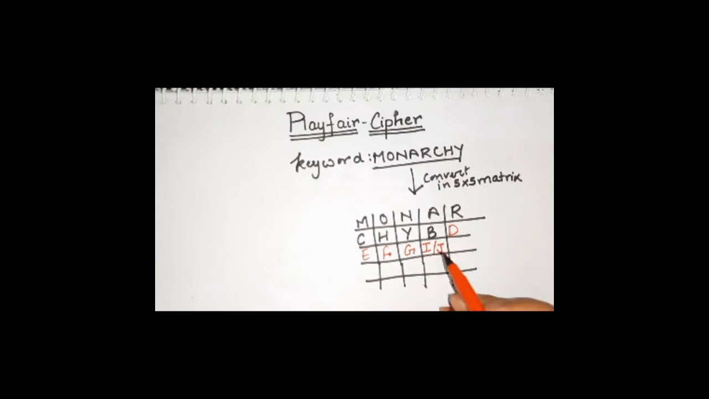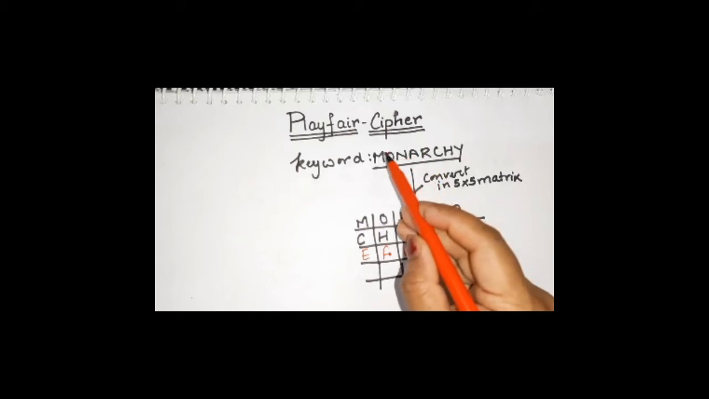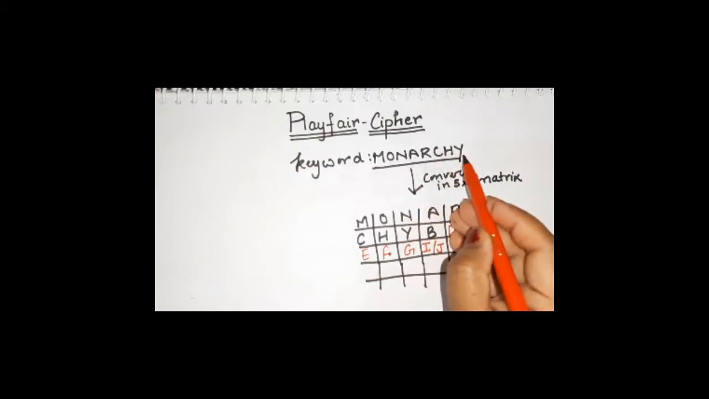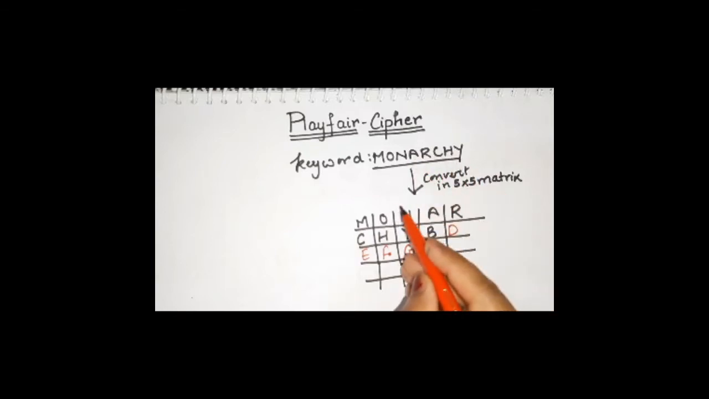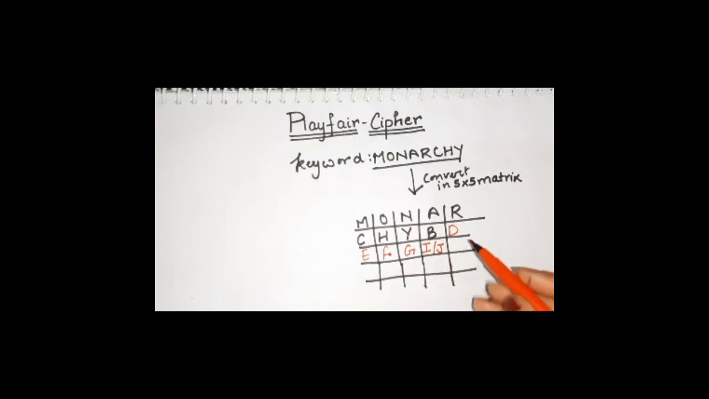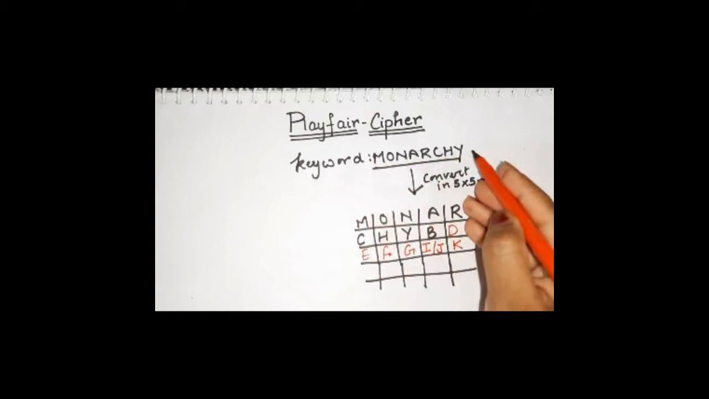Some people might have a doubt: what if we have I in the keyword? If you have I in the keyword, remember J is also with it. Wherever you have I, along with I you also write J, because I and J are always treated as one in this matrix, whether it is there in the keyword or not. So in our case it is not there in the keyword and we are considering I and J as the same unit. After I and J we have K, since it is not there in the keyword.